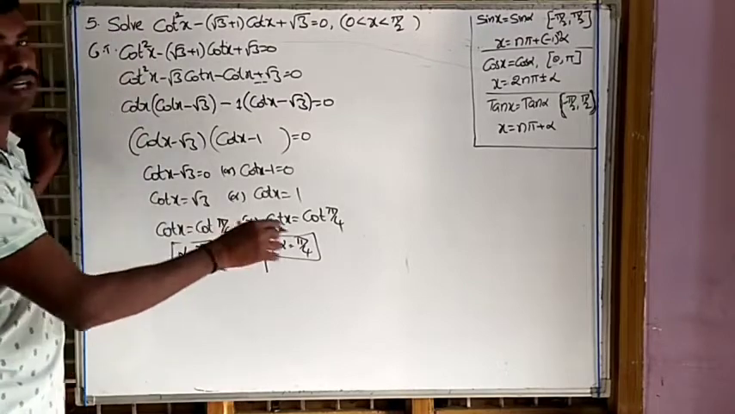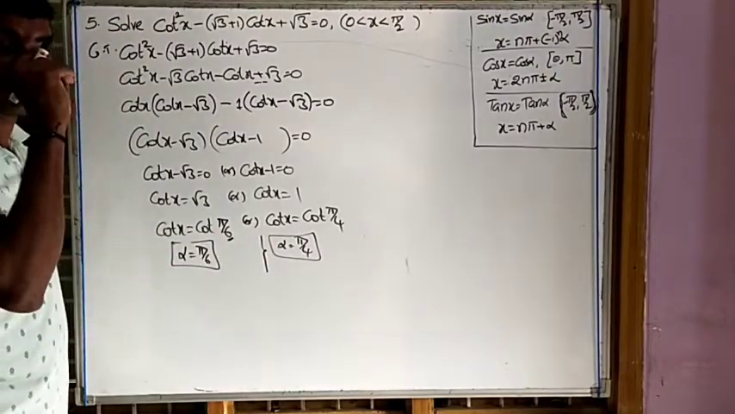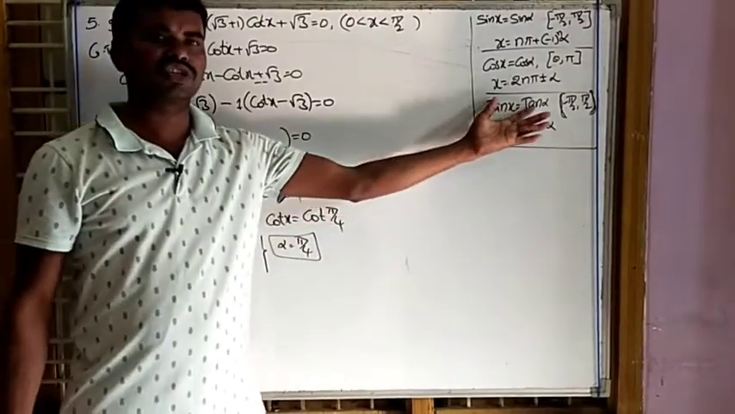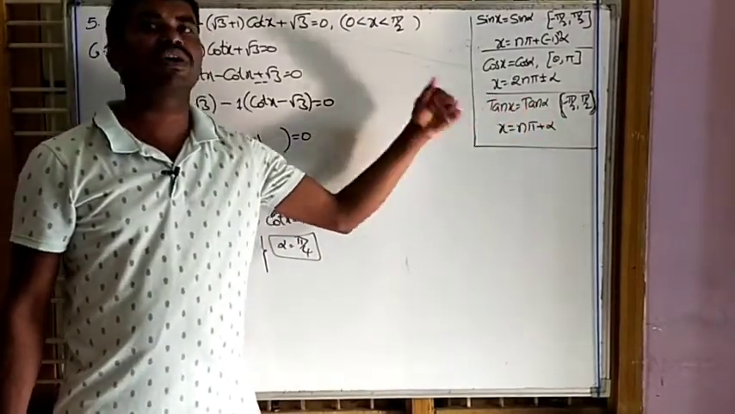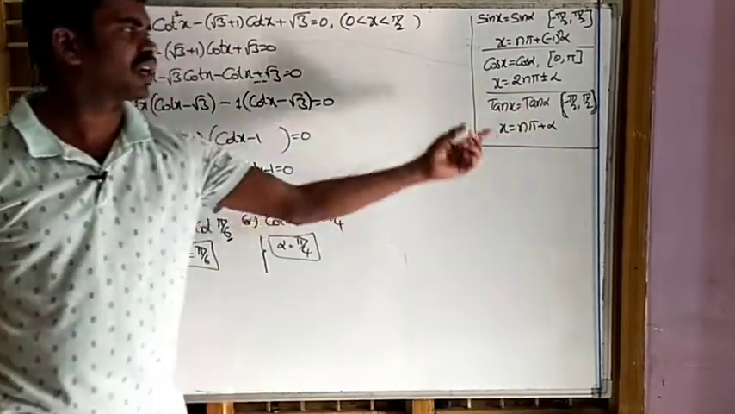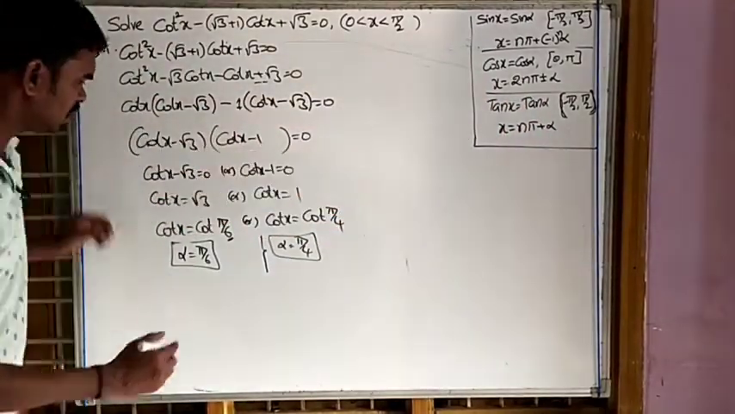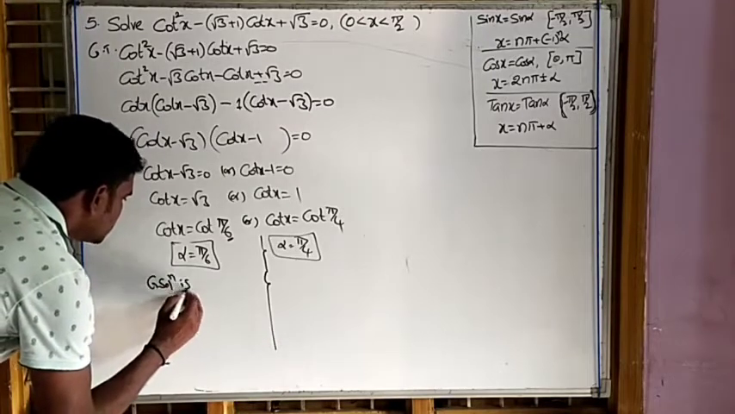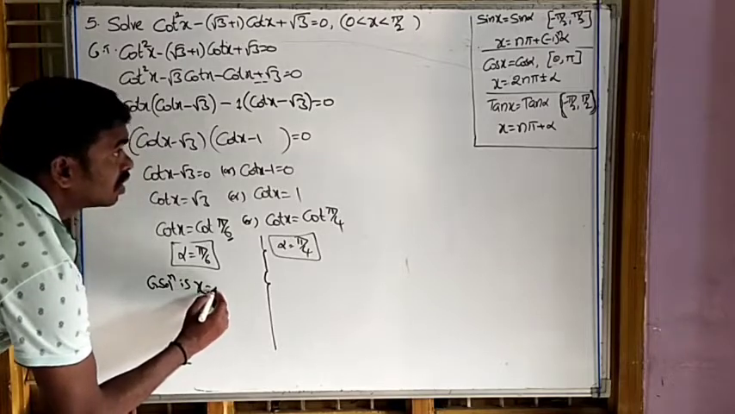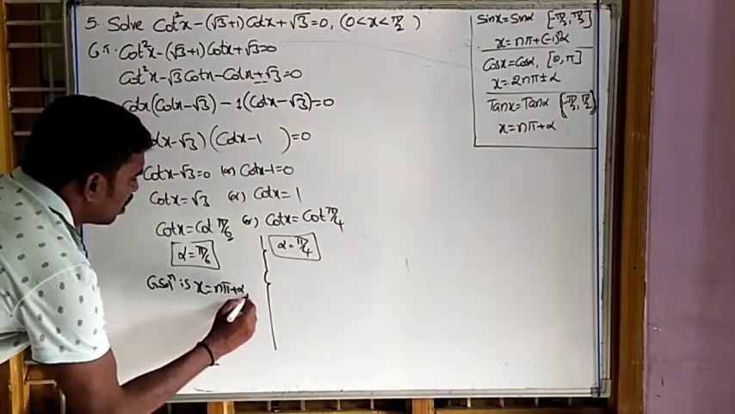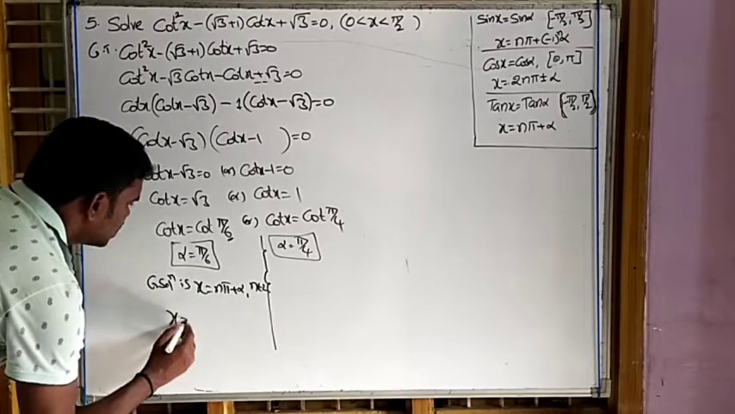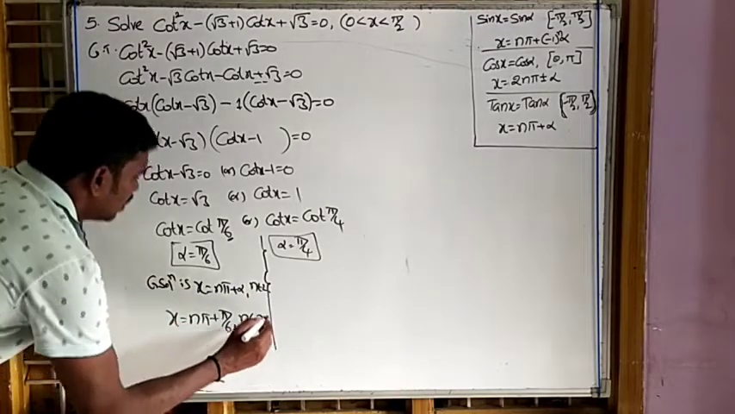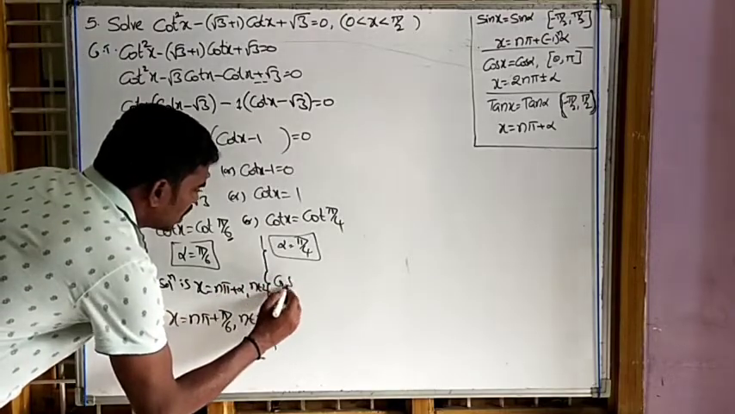What is the general solution of cot? Yes, very good. Cot is the reciprocal of tan. Whatever the general solution of tan, the same applies for cot also. So for cot also x is equal to n pi plus alpha. Now general solution is x is equal to n pi plus alpha, n belongs to Z. So x is equal to n pi plus pi by 6, n belongs to Z.